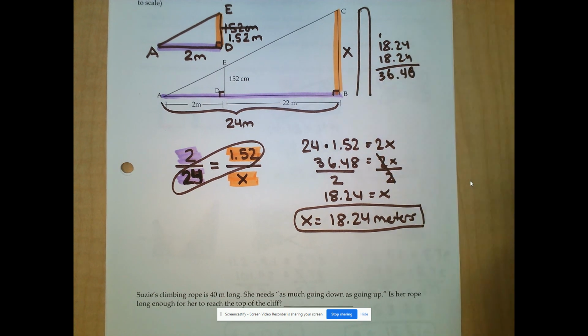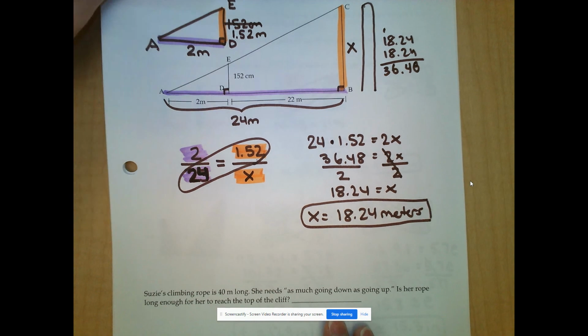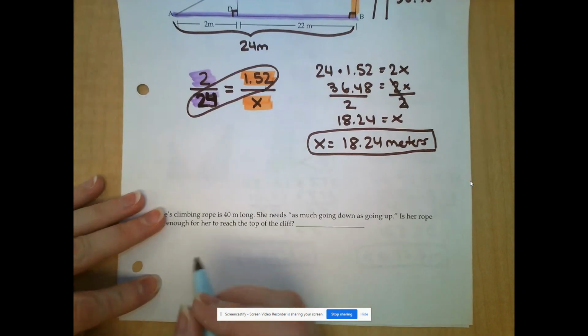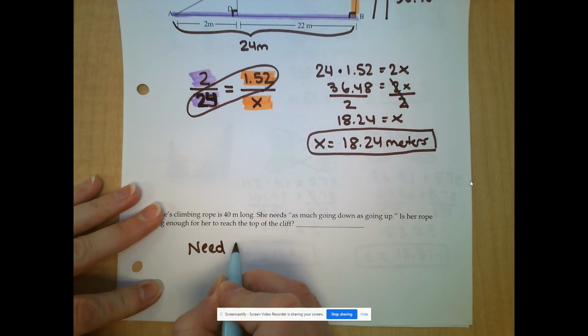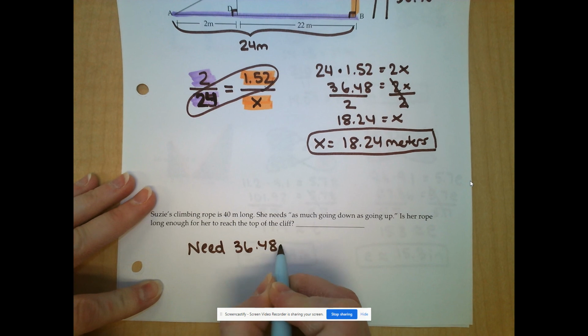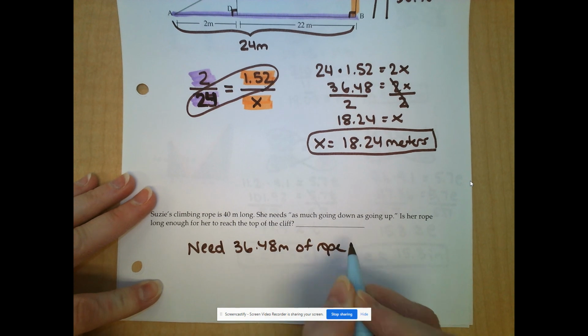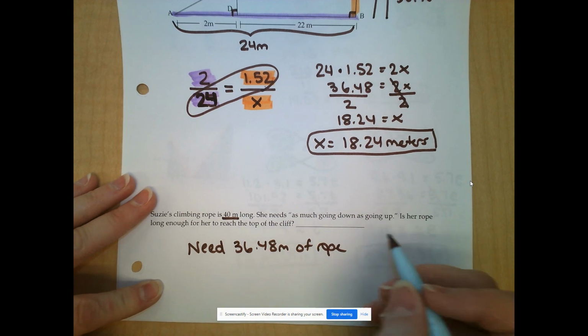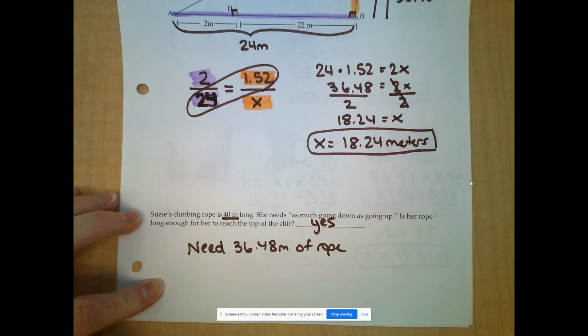I'm going to need 36.48 meters of rope. So if I need 36.48 meters of rope, and it says she has 40 meters, then we could say, yes, she has enough. She has more than the 36.48 needed.